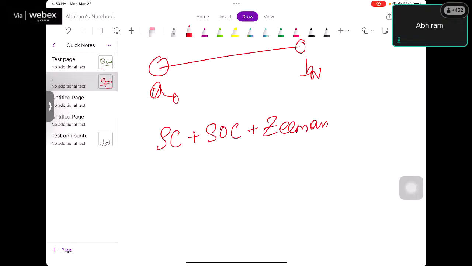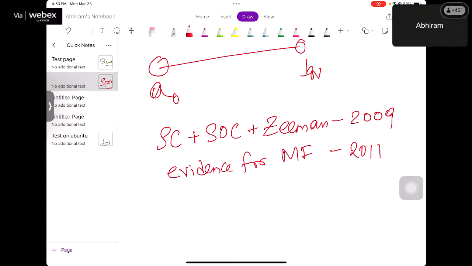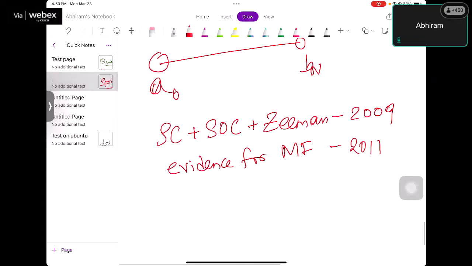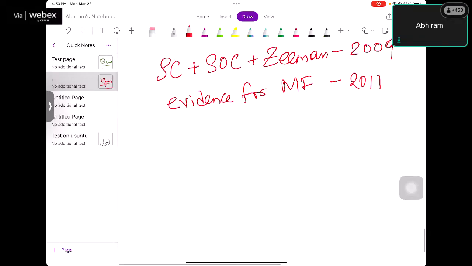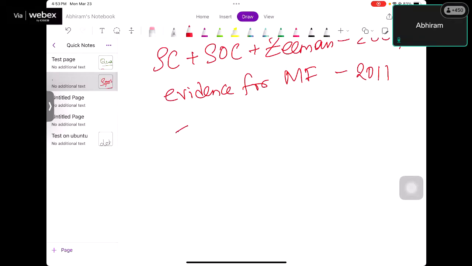So that was the prediction. This was around 2009. And in 2011 or so, if I am correct, they experimentally observed evidence for the Majorana fermion in this same setup that was proposed by these two groups. And what was the evidence of the Majorana fermion? The evidence is the zero bias conductance peak.